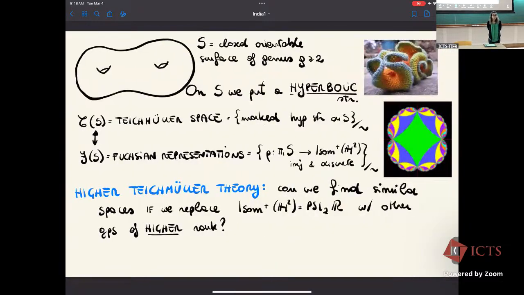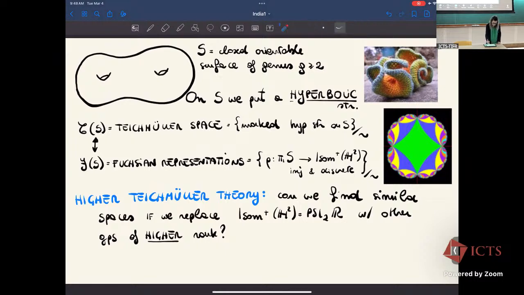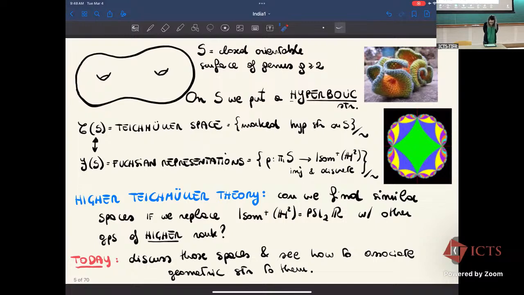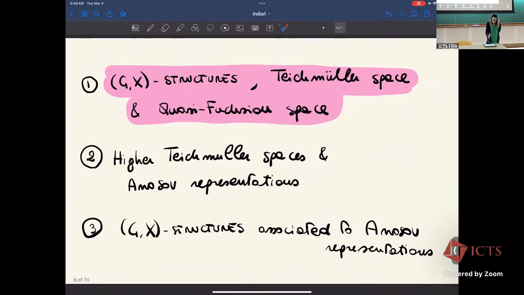And so in higher Teichmüller theory, we really use much more this second definition. And so what we are going to do is try to replace the target group with other groups of higher rank, like PSL(d,R). We will define those spaces and try to see how much we can go back. So this is the plan.